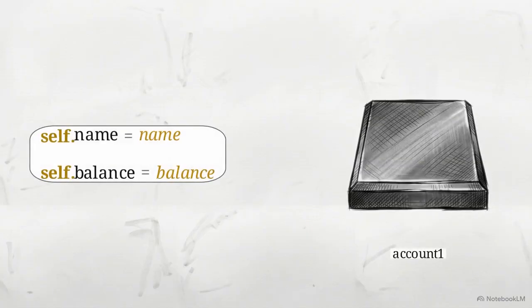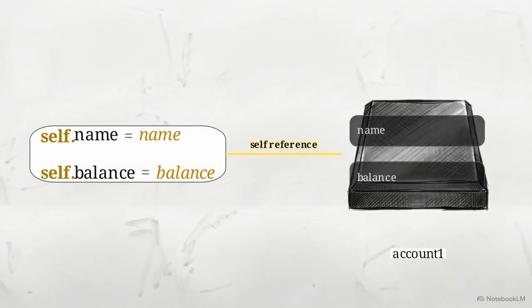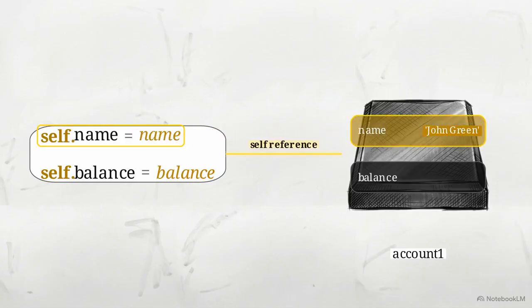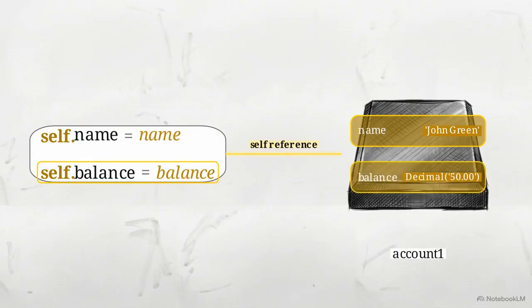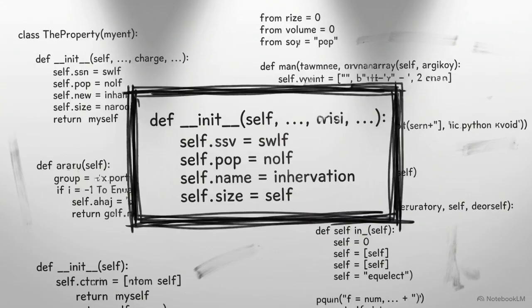With that connection established, dynamic attribute assignment begins. The command self.name equals name writes the provided string straight into the object's internal namespace. A parallel execution happens for the account balance, locking the precise financial value into the instance. The __init__ method also serves as the object's primary validator. It houses the logic that ensures the starting state is actually valid.